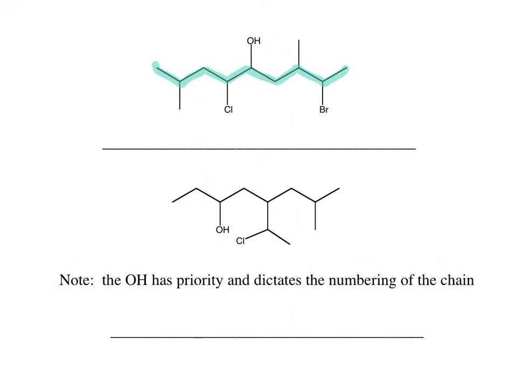So let's go ahead and number 1, 2, 3, 4, 5, 6, 7, 8, 9. All right. And bromine's going to come first in the list, so let's do 2-bromo, 6-chloro. I have 2 methyl groups at 3 and 8, so we'll do 3,8-dimethyl.